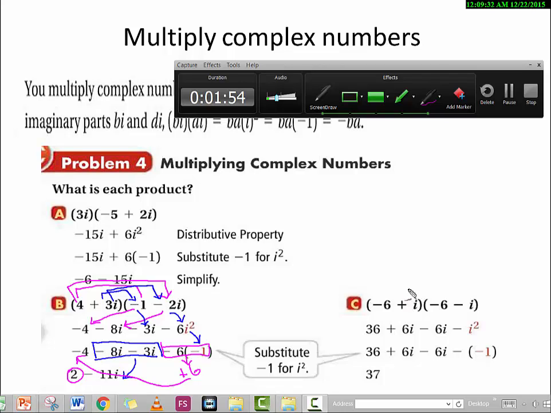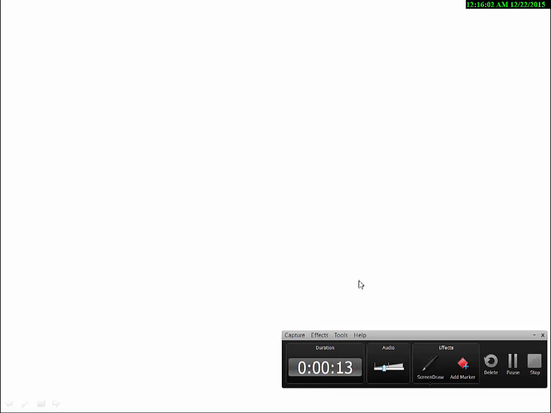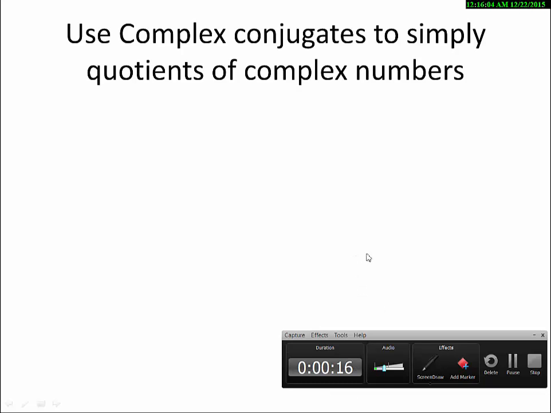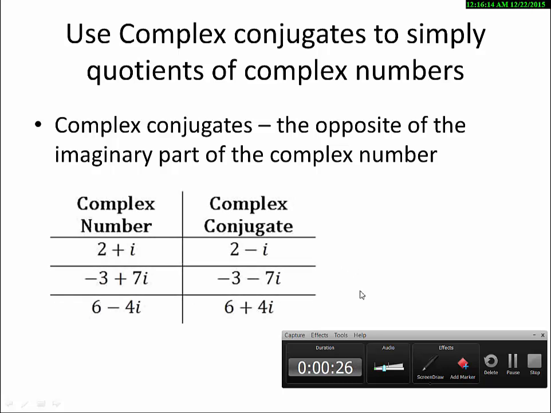So C is the same logic. The last operation of complex numbers is going to be the division. But before we go to the division, we have to learn one concept first, which is the complex conjugate. The definition of the complex conjugate is the opposite of the imaginary part of the complex number. Let me give you some examples.